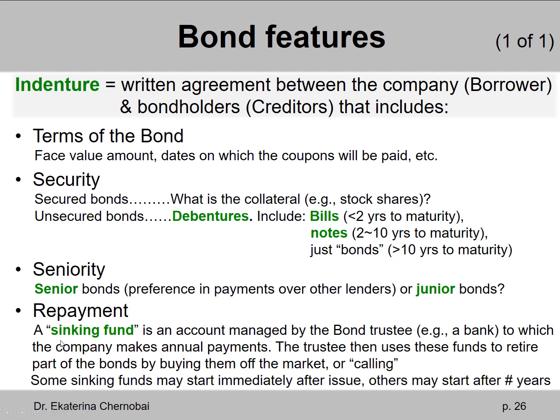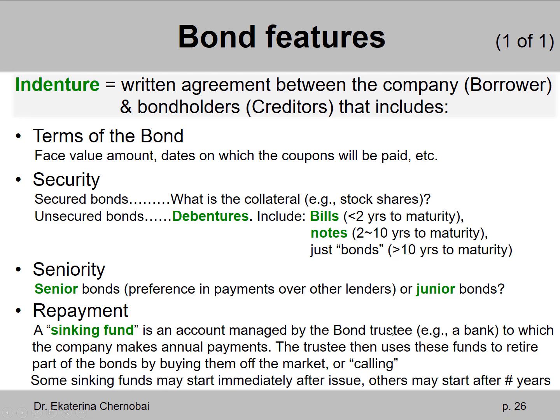So we have a company that sells bonds. We have investors who buy those bonds. There could be a third party, a sinking fund, like a third party between the company and the investors. The role of a sinking fund is that the company will be making annual payments into this sinking fund. So it could be some sort of bank.